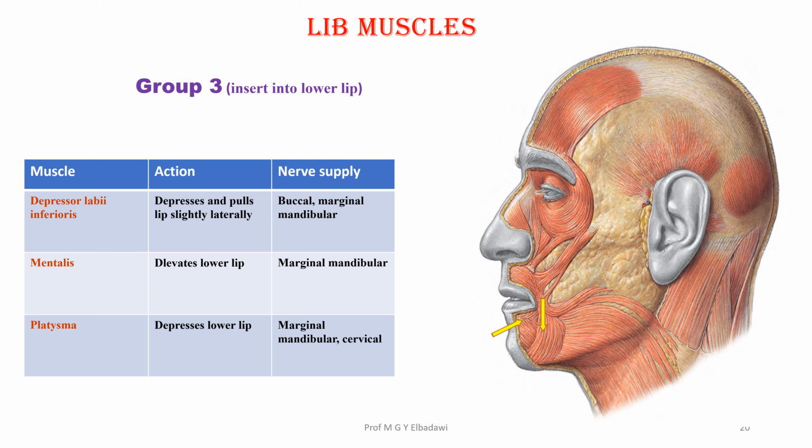The mentalis muscle, which deviates the lower lip. And lastly, the platysma muscle, which is a very important muscle in the neck. When we come to the neck, it depresses the lower lip, supplied by the marginal mandibular and cervical.